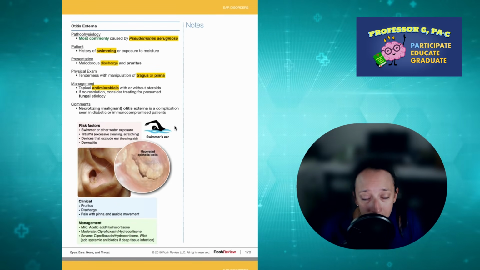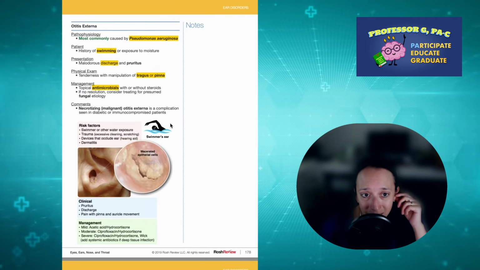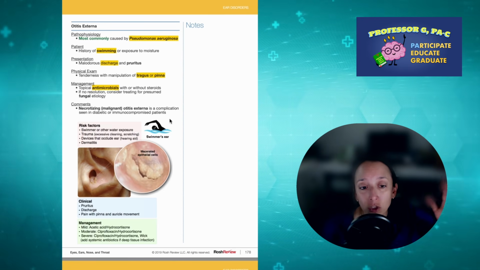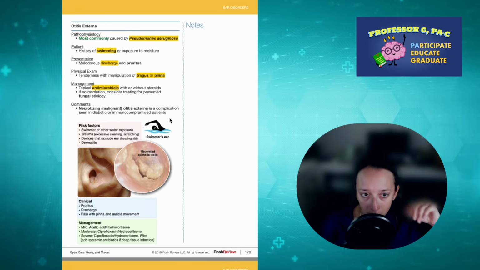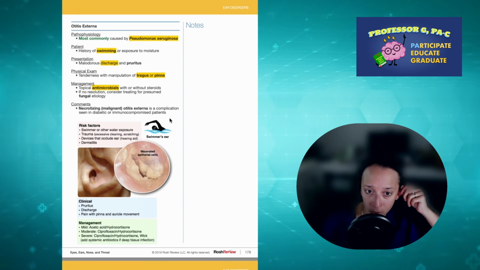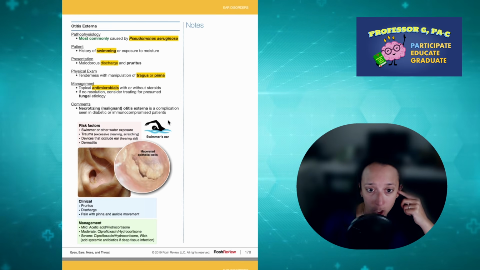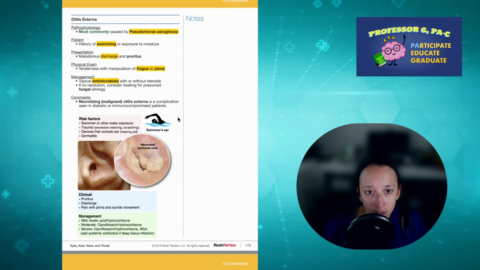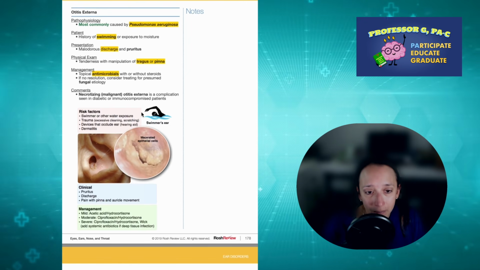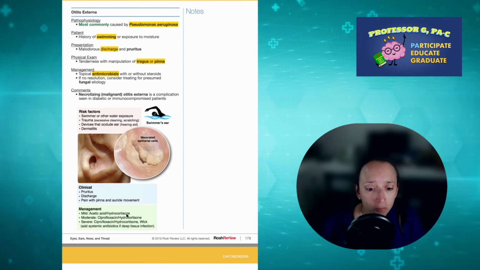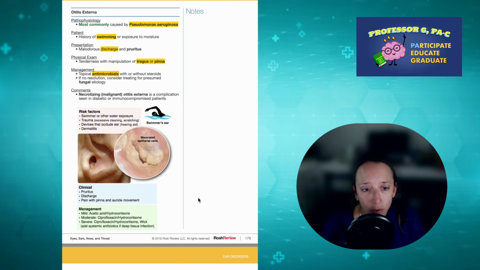Okay. Otitis externa, pain, we're going to see most commonly caused by Pseudomonas. We're going to see pain, a history of swimming or exposure to moisture. We're going to have discharge from the ear, some swelling, maybe some itching, and pain with movement of the pinna or pushing of the tragus. That's classic. We're going to use topical antimicrobials that cover Pseudomonas, like Ciprodex or acetic acid with hydrocortisone.